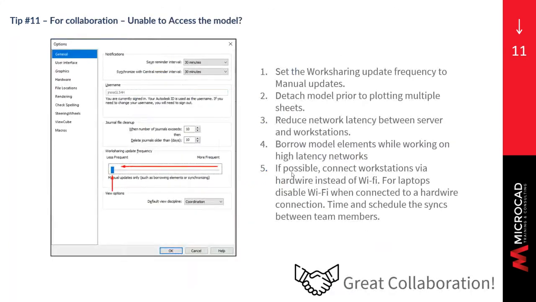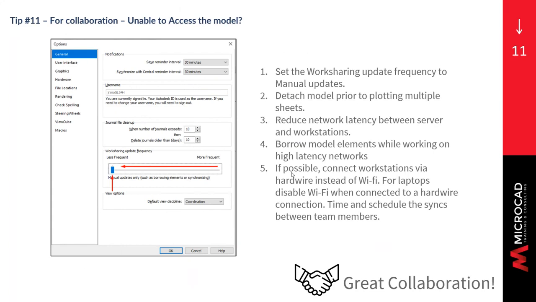An additional thing that I want to show you is for collaboration. Sometimes do you feel that you're unable to access your model? So for this tip, you can go to your settings and set your worksharing update frequency to manual updates. So this is going to help you to work with your model faster. You can as well detach your model prior to plotting multiple sheets. This is going to save you time when you're printing, and let's say you're facing a huge deadline with a bunch of drawings, this is going to help you and save you a lot of time.